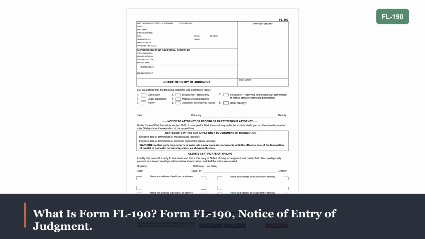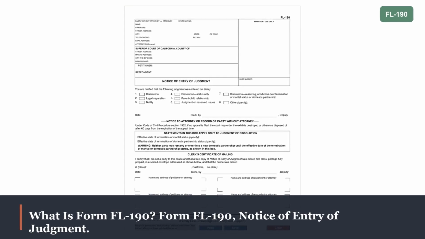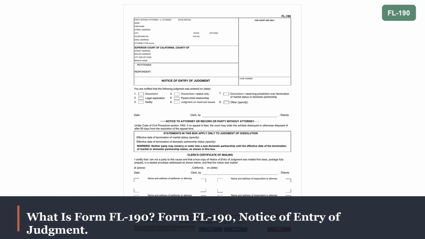What is Form FL-190? Form FL-190, Notice of Entry of Judgment, is the California Judicial Council form the Superior Court clerk uses to give both parties official notice that a judgment has been entered in their family law case. It is filed alongside the judgment, FL-180, so it is ready for the clerk to complete once the judge signs off. Once the judgment is signed and entered, the clerk fills in the entry date on FL-190 and mails a filed copy to each party.